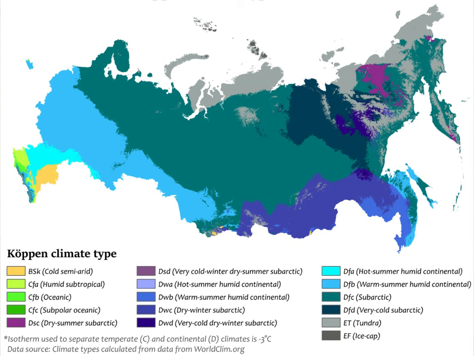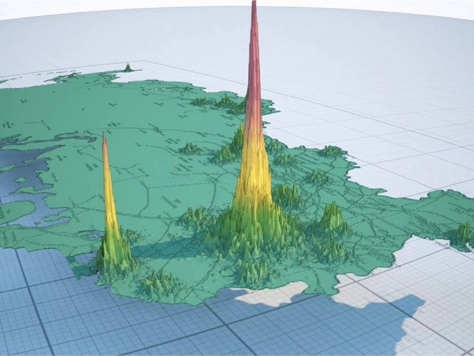As you can see on this map, Russia's climate ranges from subtropical in the southeast to ice caps in the far north. Due to the massive land space of this region and the harsh climatic conditions, populations are scarcely spread across it. This map shows where population is most concentrated in Russia.